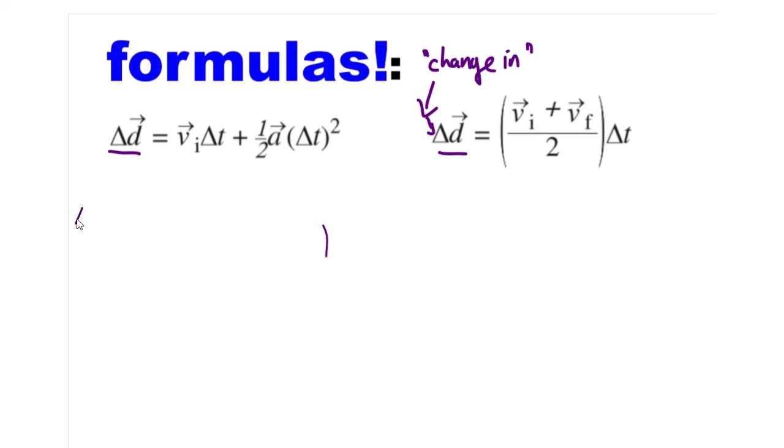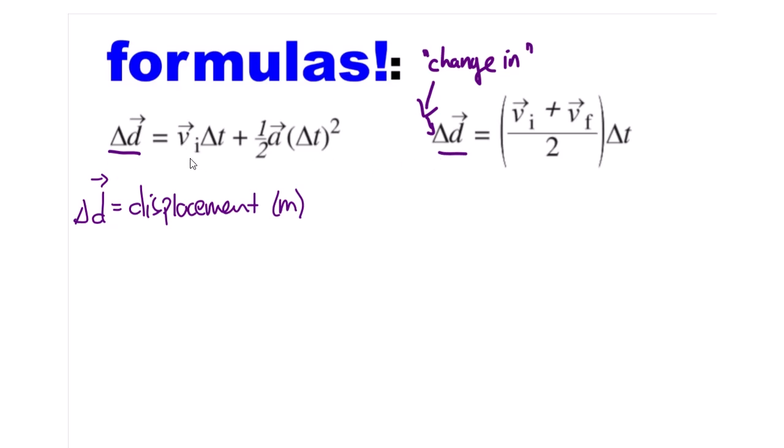So what is the d? Well, the delta d for both formulas is my displacement. And the displacement is going to be measured in meters. So that's going to be used for both of my two formulas. They're both solving for a displacement here. Now, what else do we have?